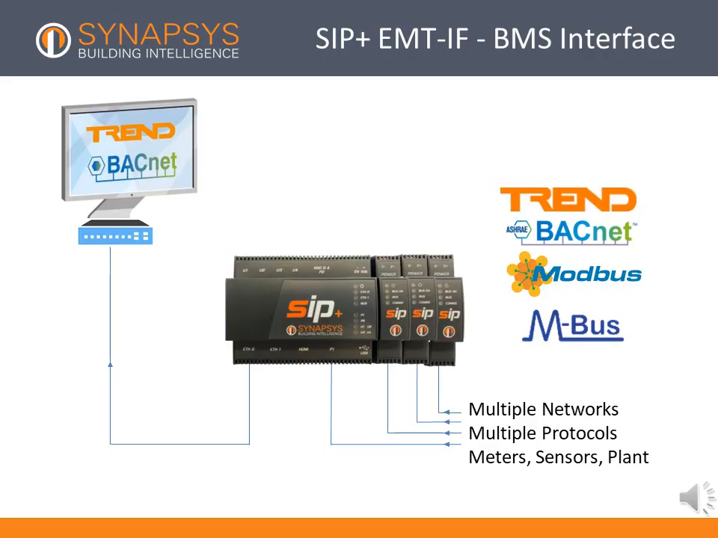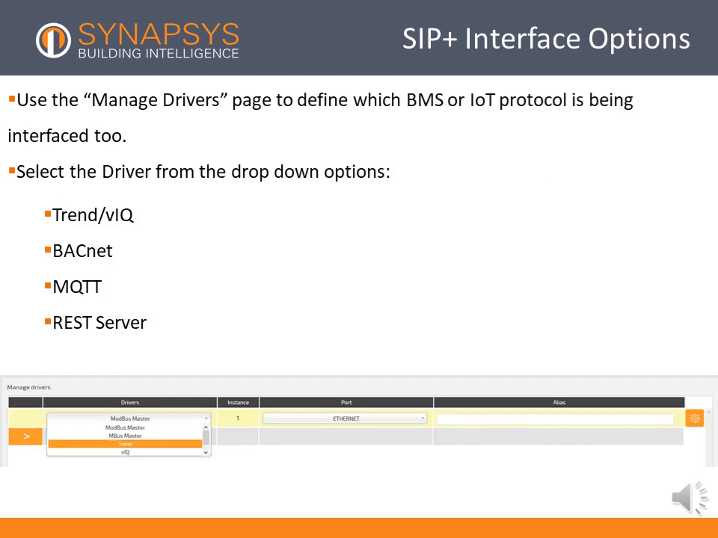The SIP+ eMTIF provides the ability to interface data from one protocol to another. Once data has been brought into the SIP+, it can be made available to a trend or BACnet BMS or out over an IoT protocol. To configure the protocols to export data, create one of the server drivers in the Manage Drivers page. This could be a VIC to communicate over a trend, BACnet over IP, MQTT, or REST server.